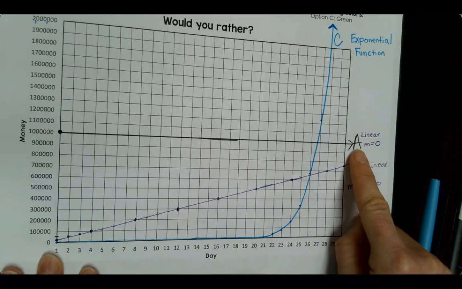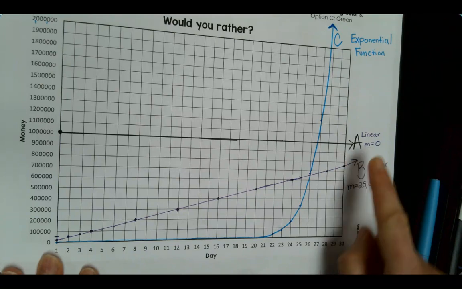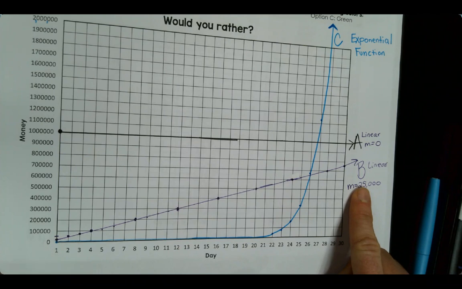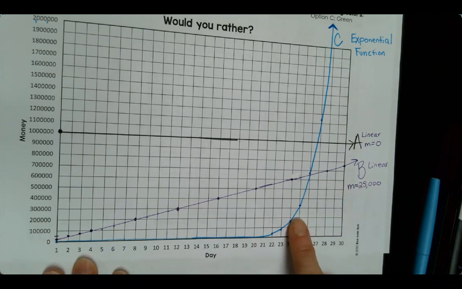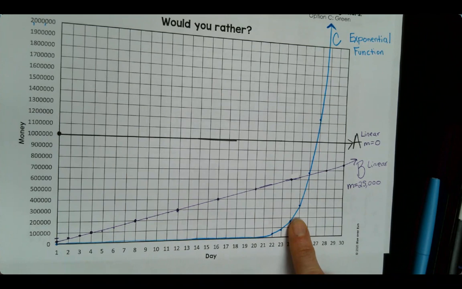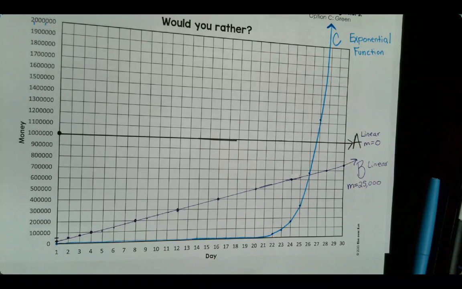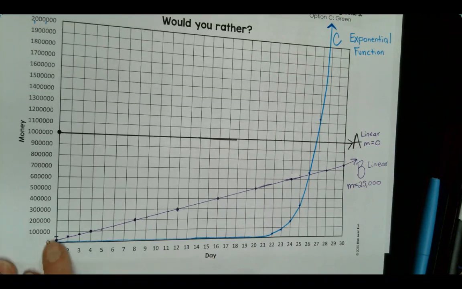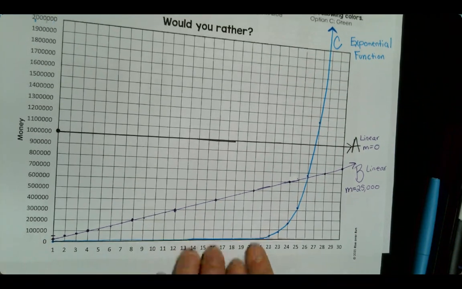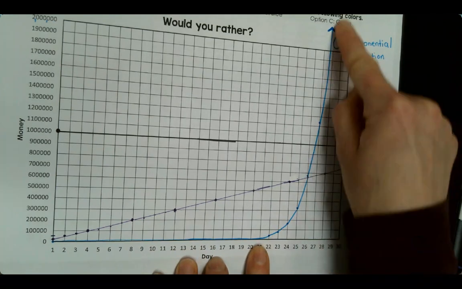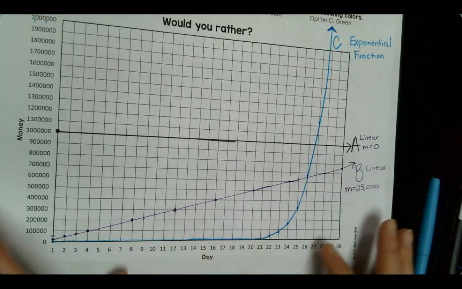A was a linear function that's horizontal, slope of 0. B was linear. It increased, but only by $25,000 each day. But then we have this blue one, which was option C, where it doubled. So that is actually what an exponential function does. It starts out kind of gradually increasing, but then once it starts increasing quickly, it takes off, and that's what the exponential function here did.